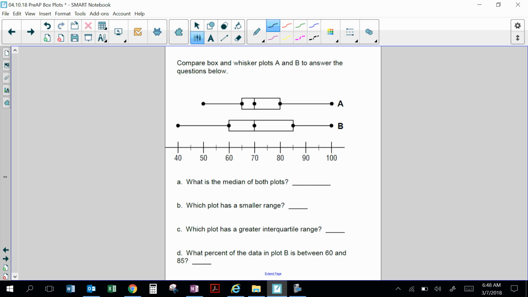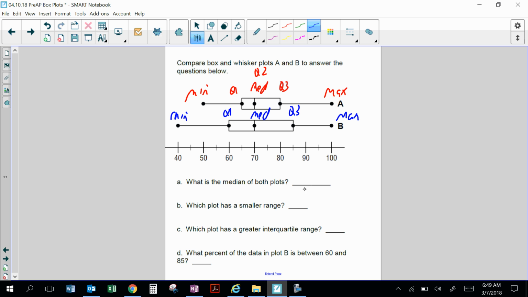So what is the median of both plots? Well, first of all, let's label it. This is the minimum. This is the maximum. This is the median, or quartile 2. This is quartile 1, and this is quartile 3. Let's label B: minimum, maximum, median, quartile 1, quartile 3.